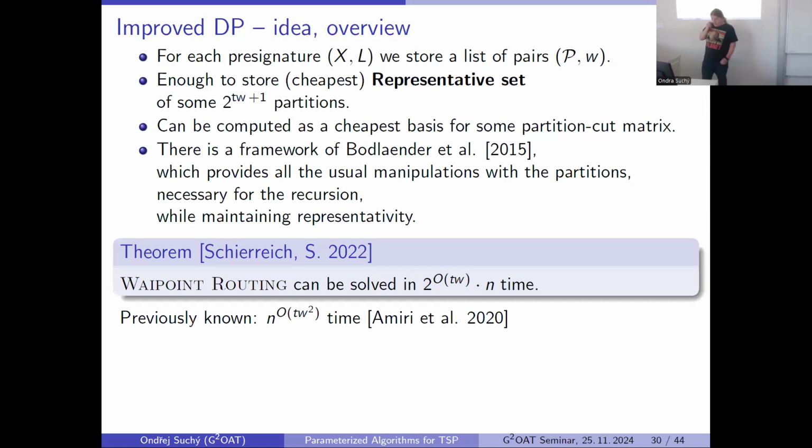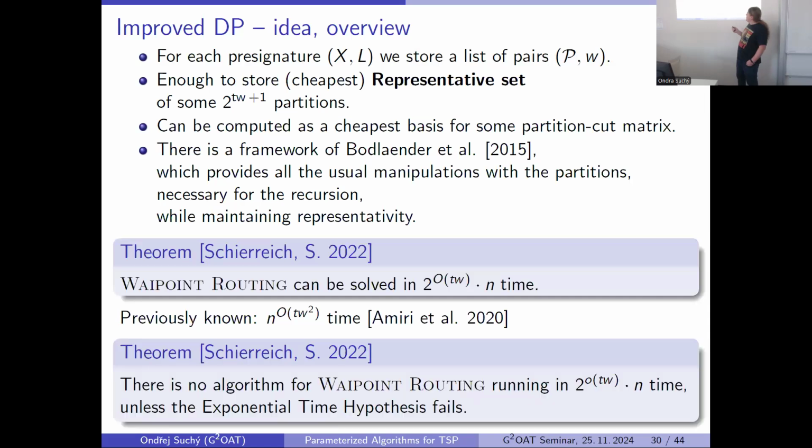So we use that to show that waypoint routing can be solved in 2 to the treewidth, or O of treewidth times n. And what I always like to say is that the previously known result of Emery and his colleagues uses the same symbols in the time complexity as we do. Just the permutation is different. And you cannot do significantly better unless ETH fails. But that's easy to prove based on Hamiltonian cycle having a similar result.